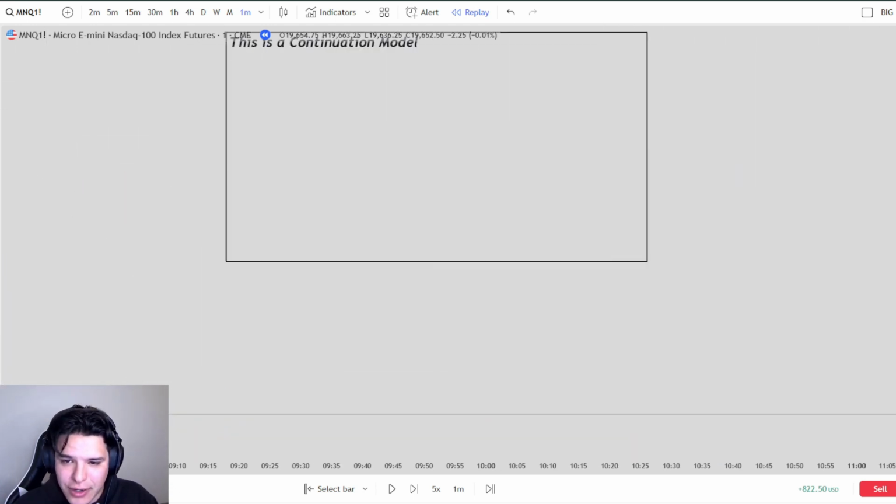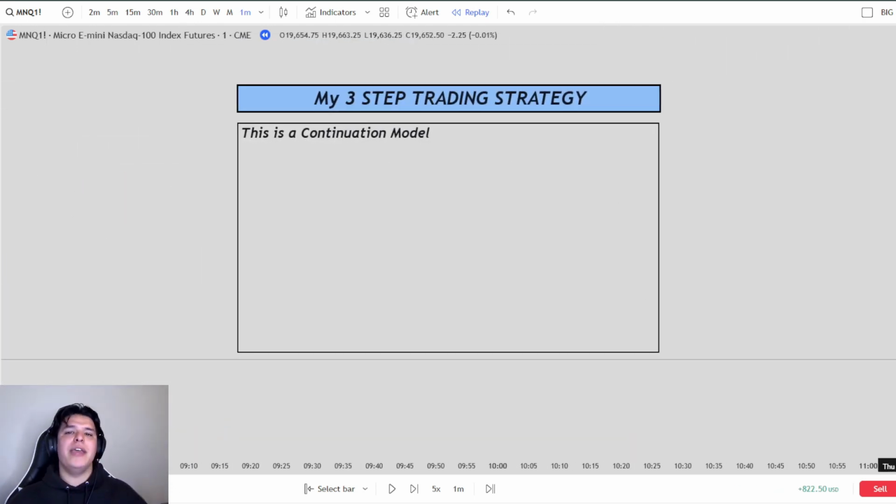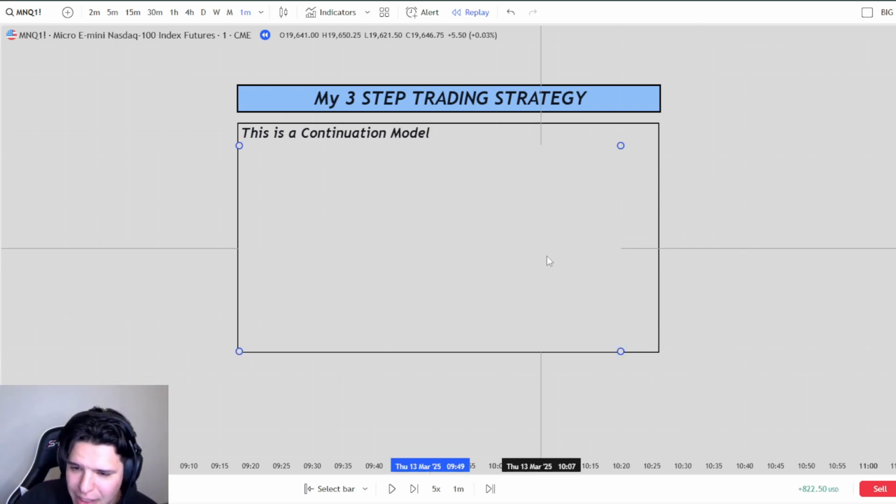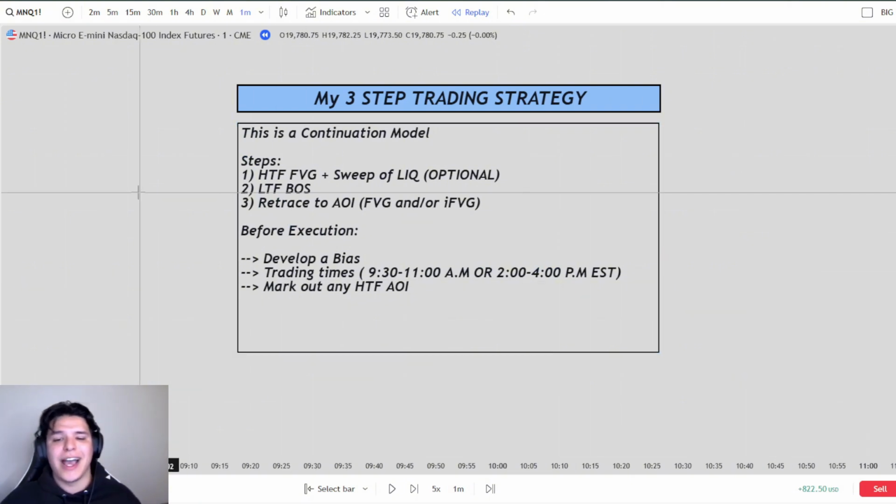Now, with that being said, the basis of my strategy is the fact that it's a continuation model. At simple, I'm essentially looking at the higher time frame trend and narrative, recognizing it, and looking to partake within a continuation of that overall trend with a retrace before we continue. All right. Now, what does that actually look like?